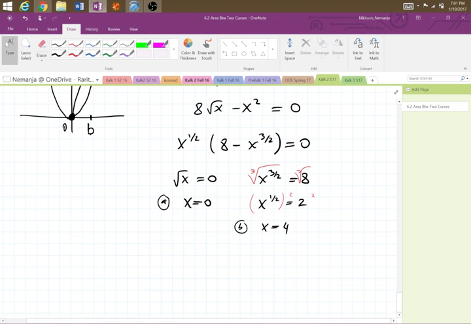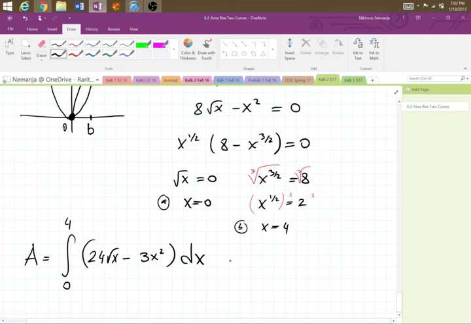So now what we do is, the area between two curves will be the integral from 0 to 4, those are our a and b, of top minus bottom, which is 24 root x minus the bottom function, which is 3x squared, in parentheses, times dx. Now we integrate each. That will be 24x to the 3/2 divided by 3/2, minus x cubed, because it will be over 3 and cancels the 3, computed from 0 to 4.